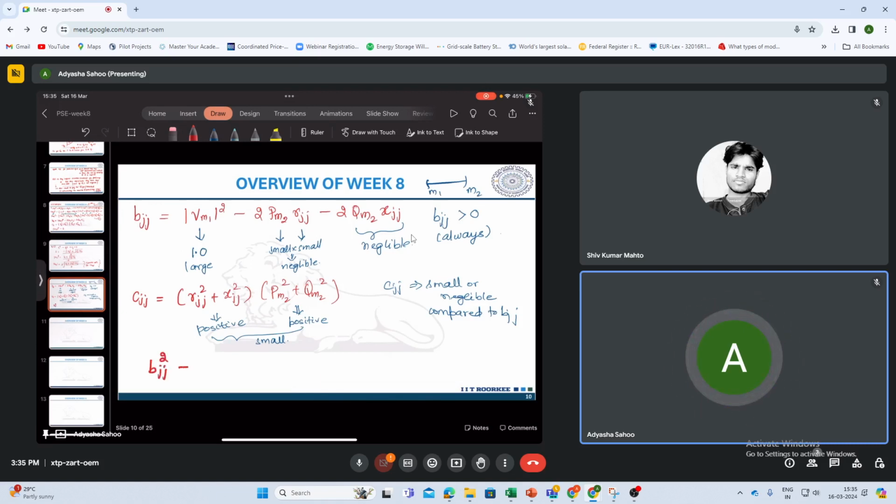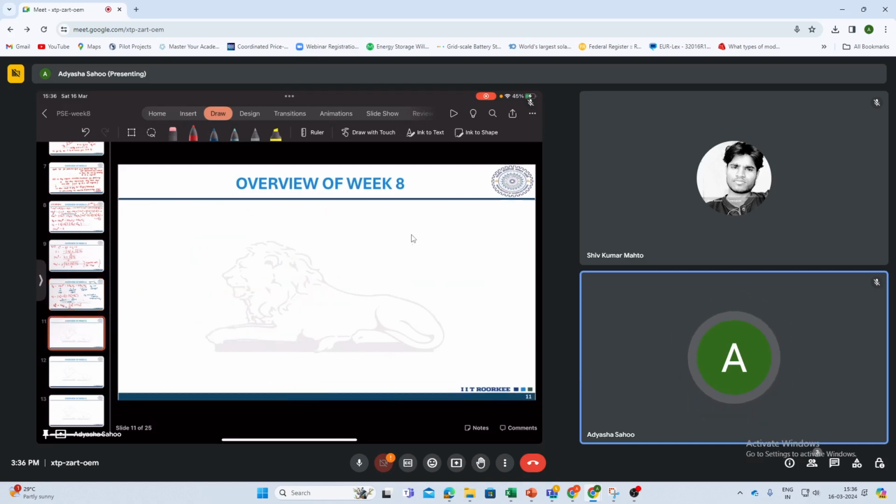BJJ square minus 4CJJ. So we had seen that BJJ square is greater than 4CJJ. Since this is the condition, this will be nearly equal to BJJ square, right? So what will happen is those two roots, V will be plus minus root of B plus minus, it was B square minus 4C, which is nearly equal to BJJ square divided by 2.